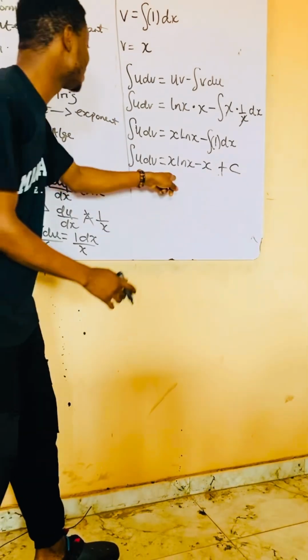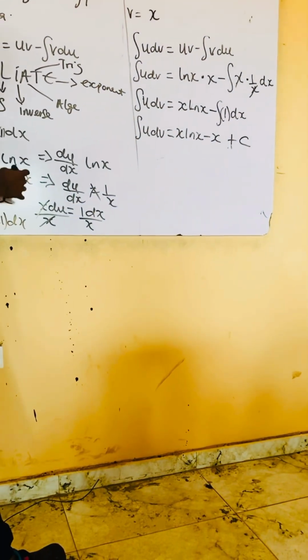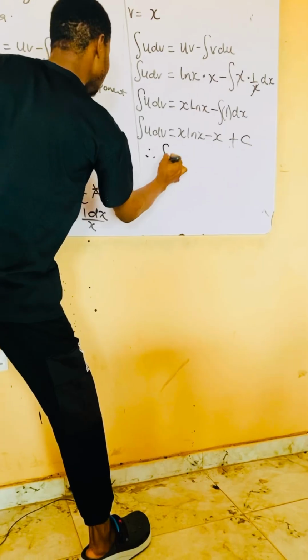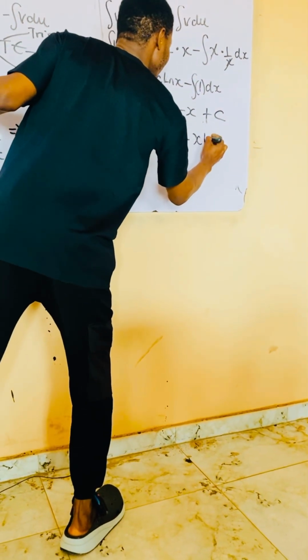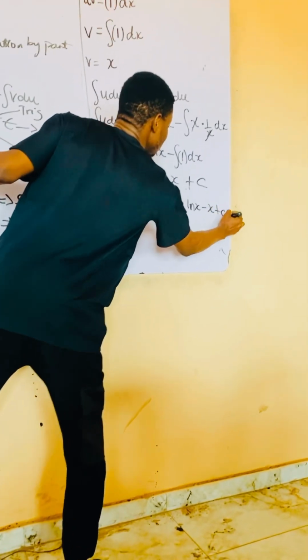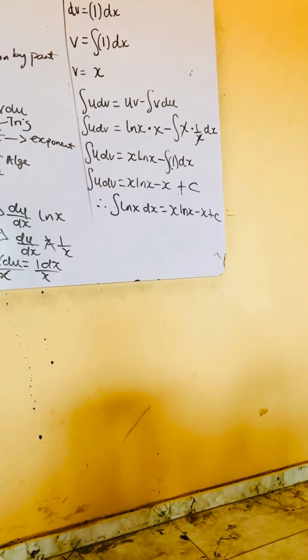Okay, we have not finished yet, sorry. We have gotten this thing, right? Therefore, the integral of ln of x dx is x ln of x minus x plus c. True of us?